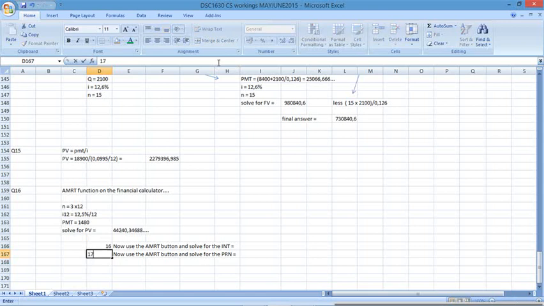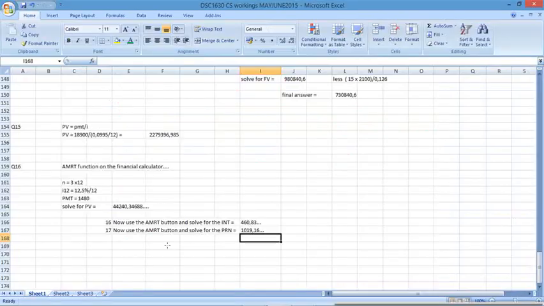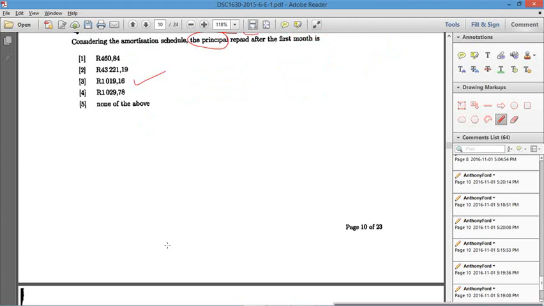That's 16 and that's 17. Okay, interest comes out to, and the principal comes out to, okay, and those are the amounts that you've got. Alright, so option 4 for that one, and 10, 19. Yep, that one. Okay.